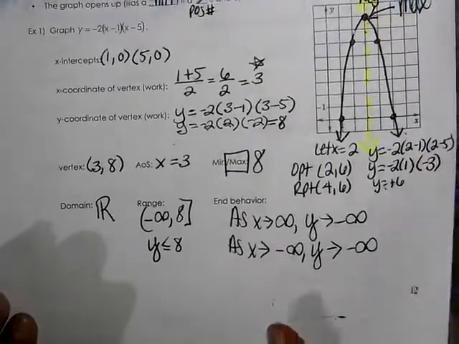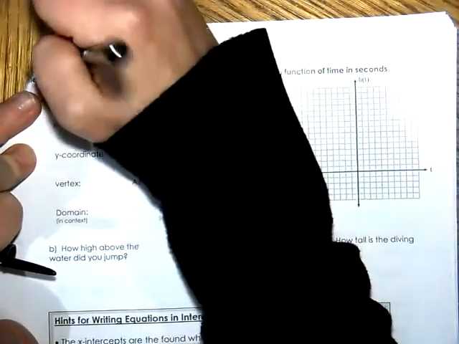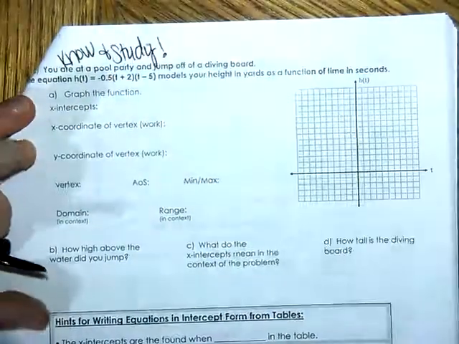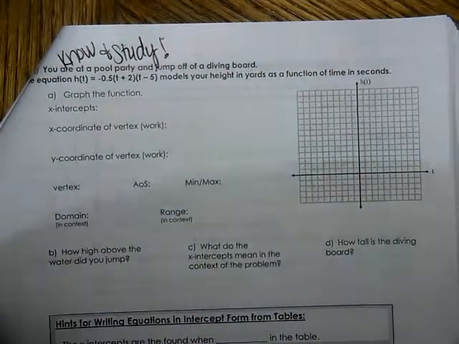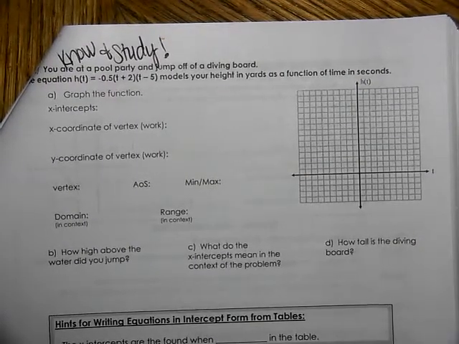All right, let's go ahead and move on to the next problem, which is a story problem and a contextual question that is something I need you to please make sure that you know and study. This is something that will definitely be, or potentially be, on a quiz or a test in the future, so I really want you to make sure that you understand these types of problems. So it says you are at a pool party and you jump off a diving board.